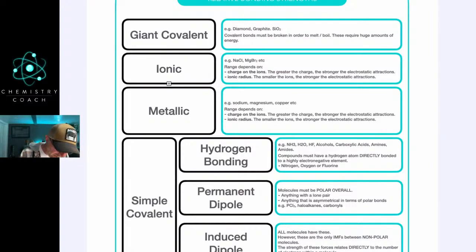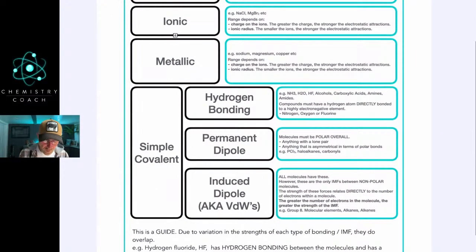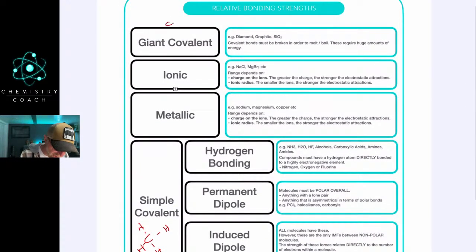So, giant covalent, ionic, metallic, simple covalent at the bottom down here. But of course, when you've got simple covalent molecules, when it comes to melting points and boiling points, these are covalent, and these covalent bonds in here, so let's say you've got CH4 like so, those covalent bonds are really no less strong than the giant covalent bonds we see between carbon atoms in diamond.